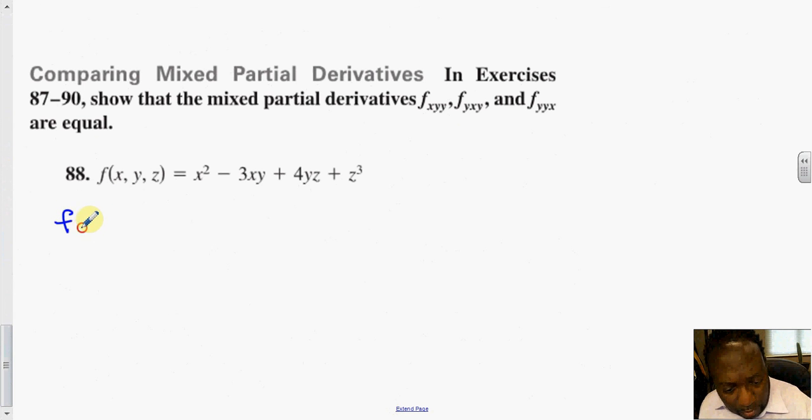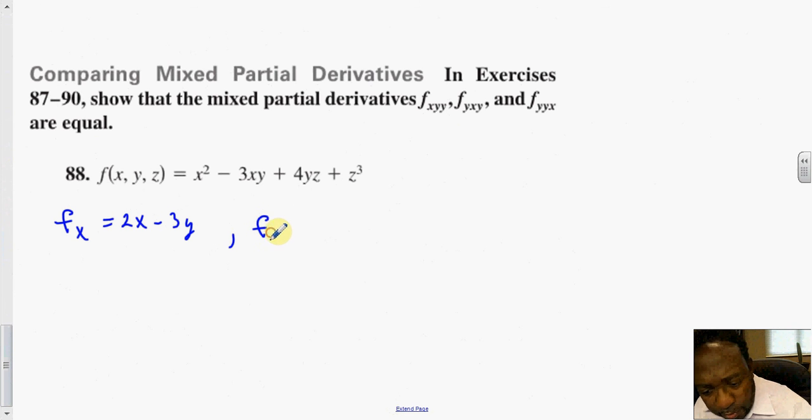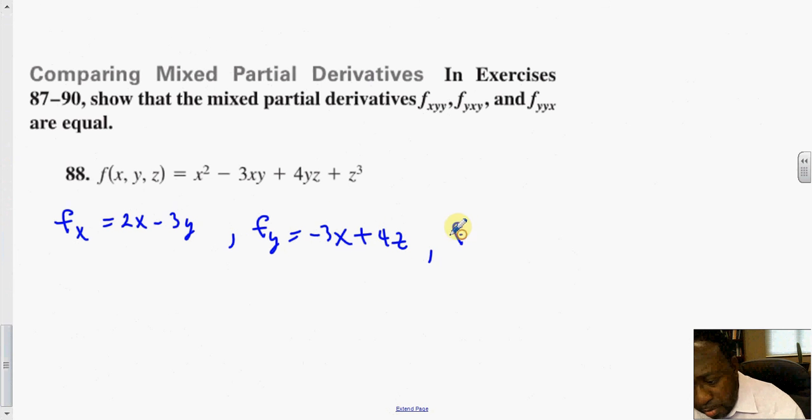So this is the partial of f with respect to x. This is 2x minus 3y. Then the partial of f with respect to y is negative 3x plus 4z. Then the partial of f with respect to z is 4y plus 3z squared.